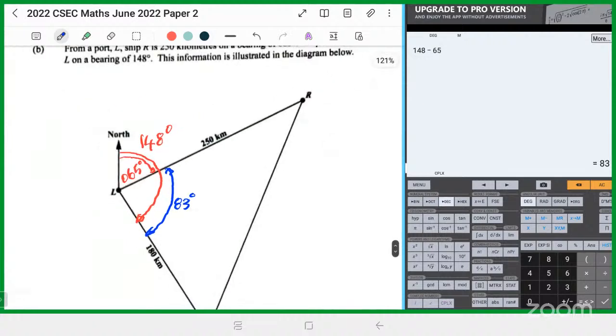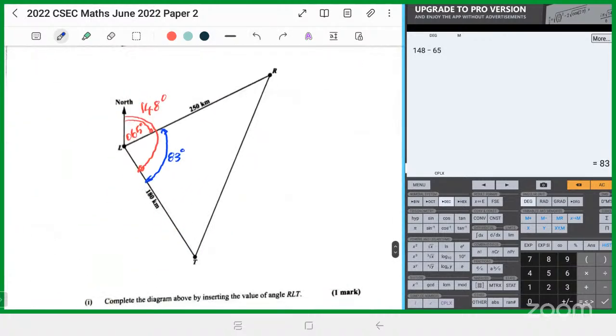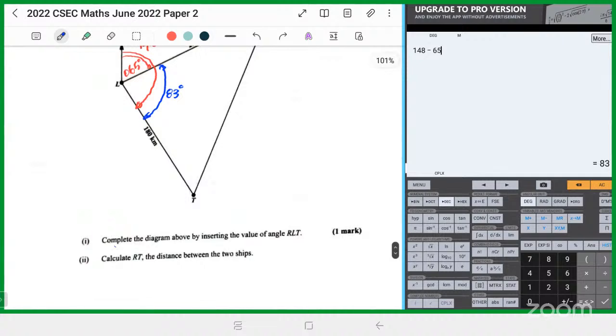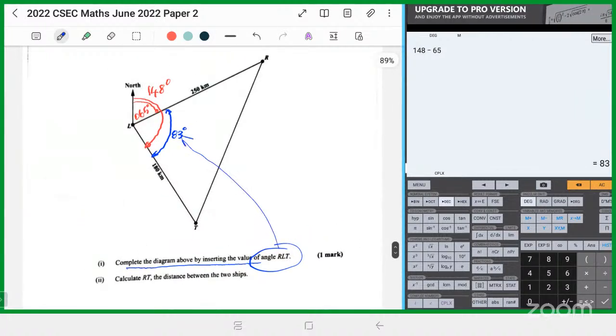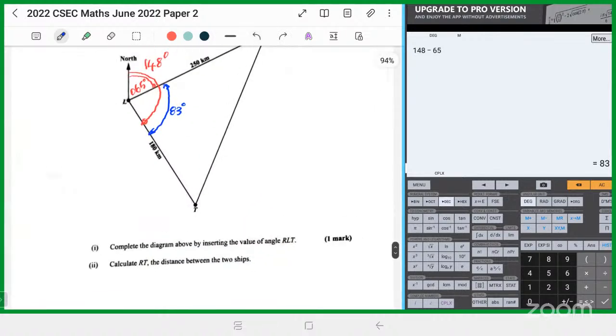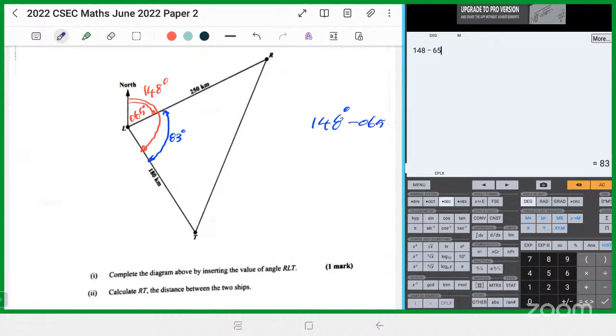I'm sure they're going to ask us for this. It says complete the diagram above by inserting the value of angle RLT. So insert it, that is it. I got this angle by subtracting 148 degrees minus 065 degrees. This is how we got the 83 degrees.